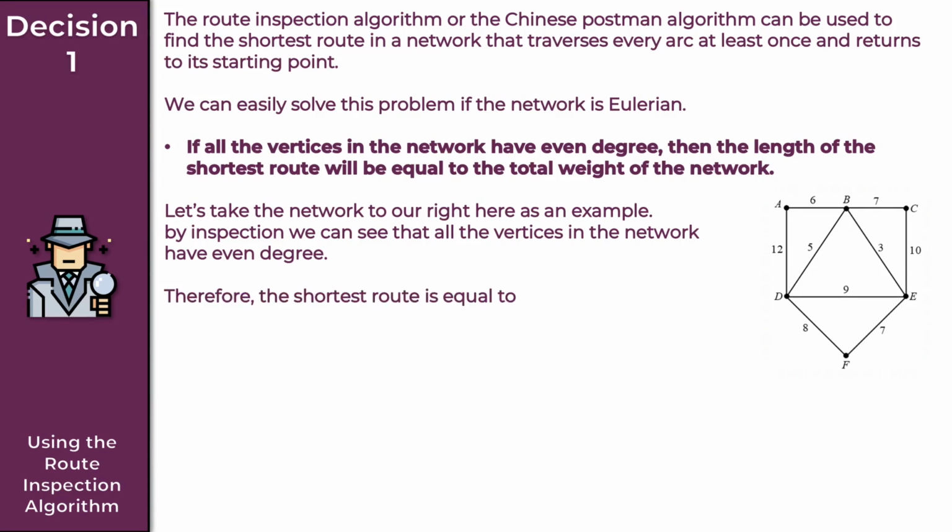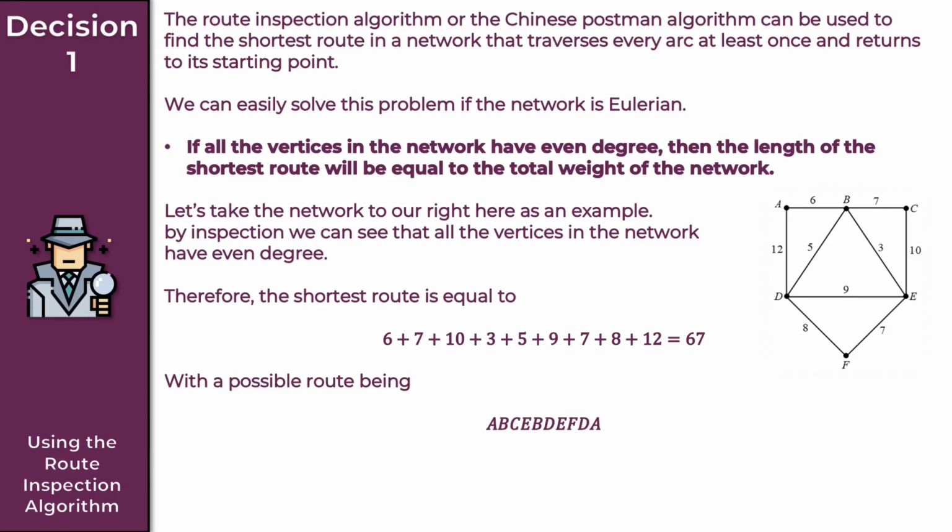Therefore the shortest route is equal to 6 plus 7 plus 10 plus 3 plus 5, and so on. Basically, just add all the values here together. That should be pretty straightforward, and we get 67. That is the total weight of the network. A possible route here would be the following: A, B, C, and so on. I won't bother reading out the full route. It sounds like I'm learning the alphabet for the first time, but you get the idea.